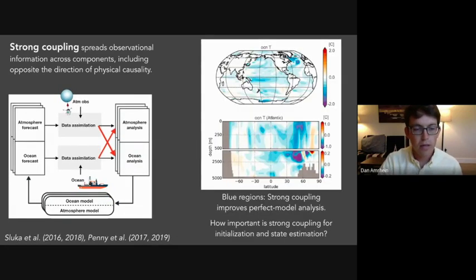And there are some early indications that this could be important in increasing the accuracy of these reanalyses. These are some results by Travis Sluka, who will speak next, or actually last. The blue regions in this map on the right-hand side show places where strong coupling improves a perfect model analysis for upper ocean temperature, and the red show places where it disimproves it. I guess the questions moving forward are, how important is this strong coupling for initialization and state estimation?